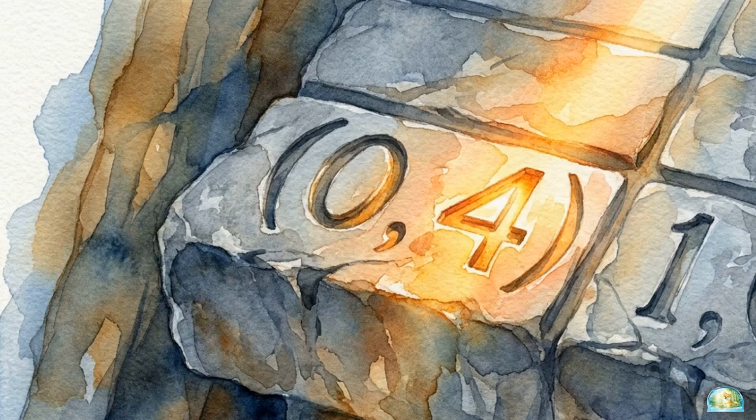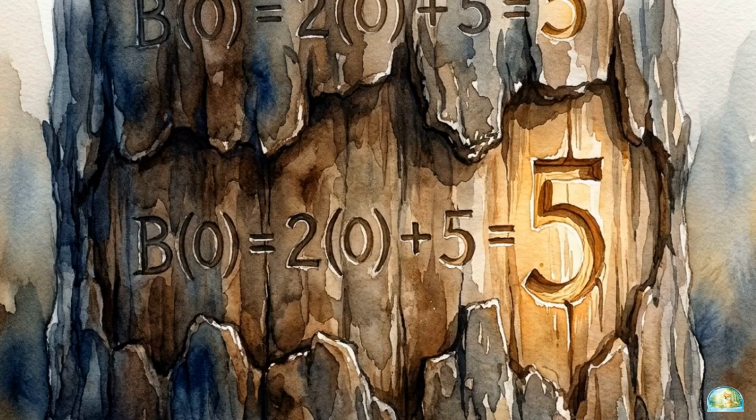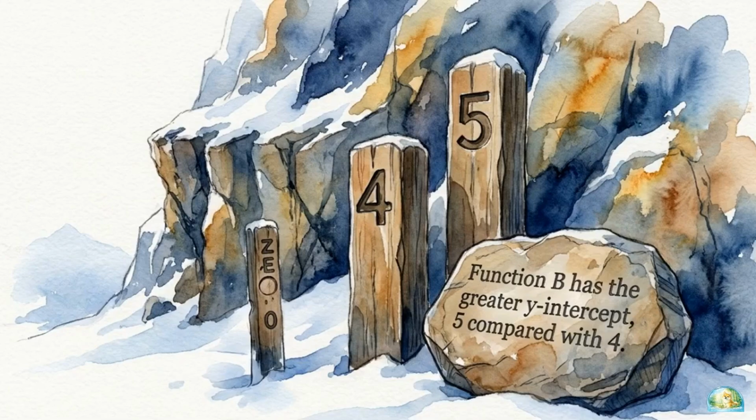The y-intercept is the output at an input of 0. In the stone table, A of 0 is 4. For the rule on the bark, B of 0 is 2 times 0 plus 5, which equals 5. Since 5 is greater than 4, function B defines the higher starting point. Function B has the greater y-intercept, 5 compared with 4.